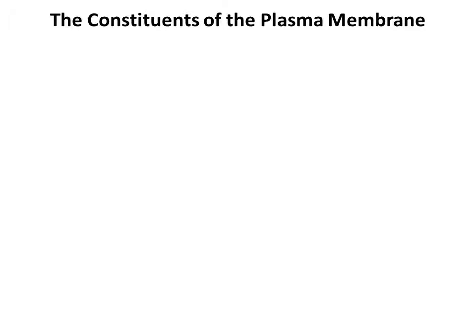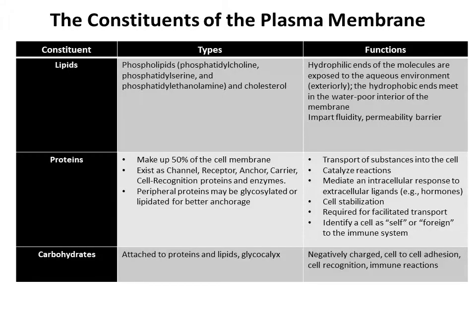You should always try to explain the functions of the plasma membrane in terms of its constituents. How can you do that? This table right here is going to help you. The constituents of the plasma membrane are mainly lipids and proteins, and to some extent carbohydrates. We are going to look at each constituent one by one, describe their types and their functions. Let's start off with the lipids.